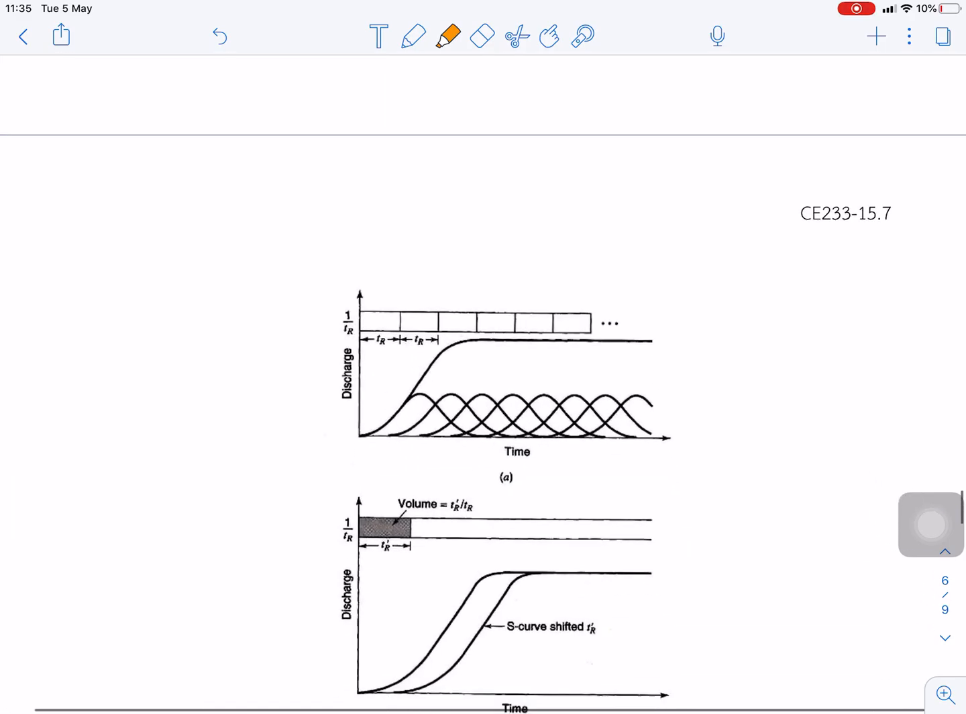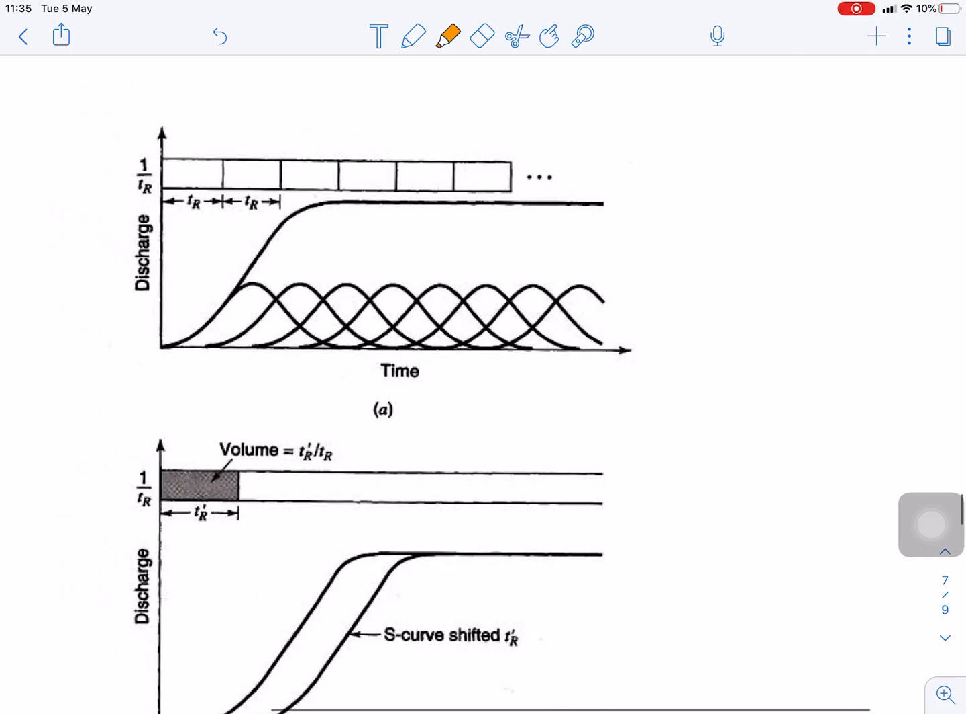Another picture shows it like this. TR means the duration of rainfall. We put all the rainfall together as continuous rainfall, and finally we get the S curve from the summation of the unit graphs, put together in an infinite number.